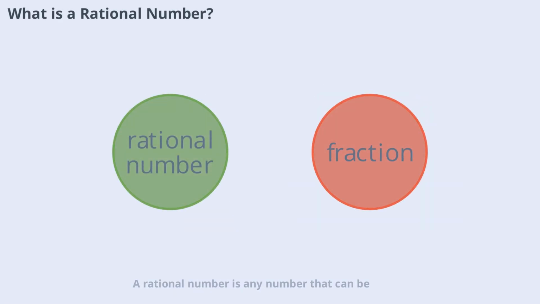A rational number is any number that can be expressed as the quotient or fraction of two integers, where the denominator is not zero. In other words, if you can write a number as a simple fraction like a/b, it's rational. Rational numbers include positive numbers, negative numbers, and zero. They can be whole numbers, fractions, or even repeating decimals. Let's see some examples to make this clearer.